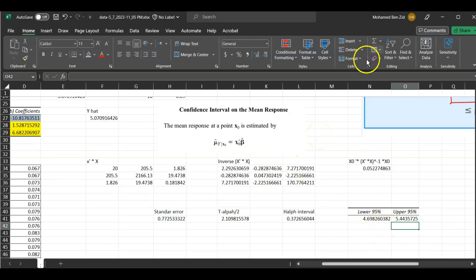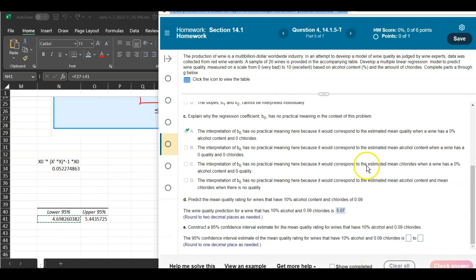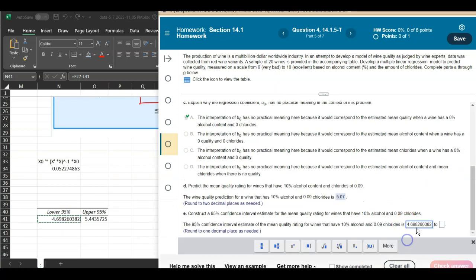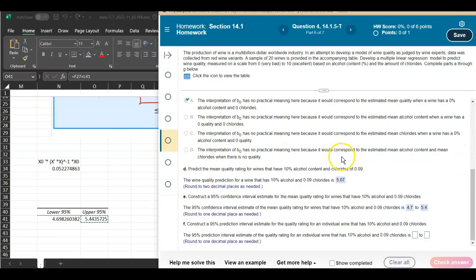So let's plug them in and double check. I'm going to copy the lower end. You're going to go here and you want to round to one decimal place. So this is going to be 690.7, and then I'm gonna copy the other one, then paste it and round to one decimal. So you're gonna be 44, it became 4.4, and that's it. Let's check. Okay, done. And next question, we're gonna do it in another video.